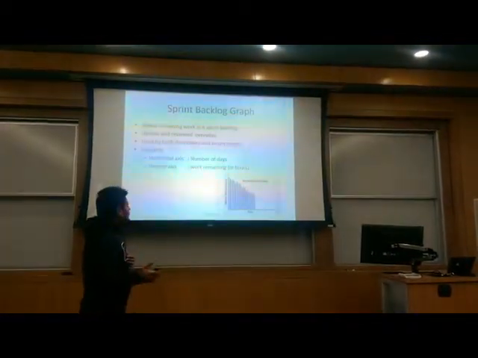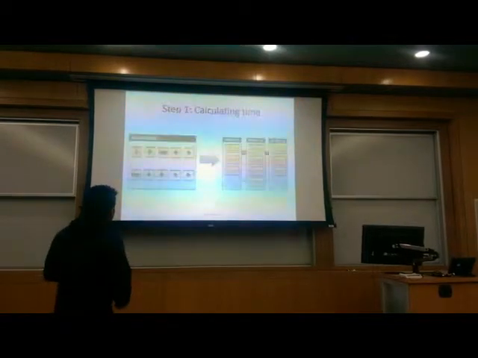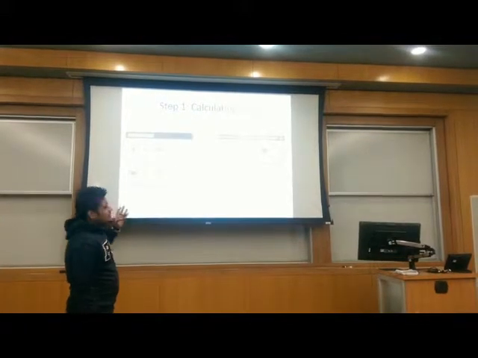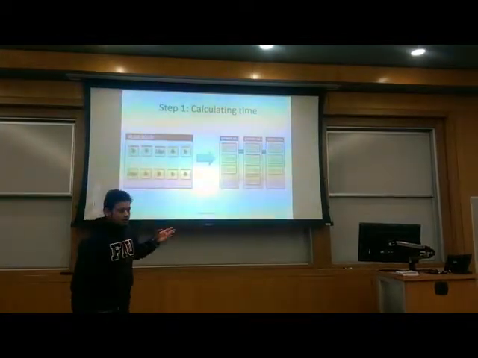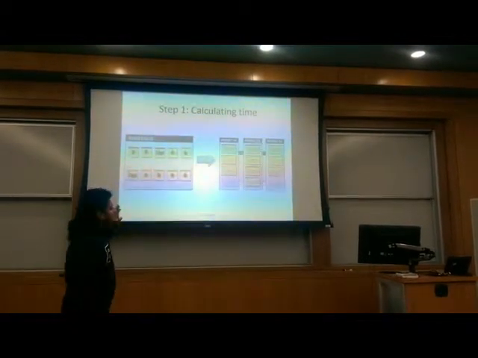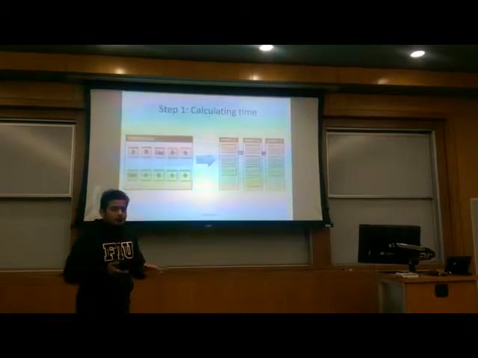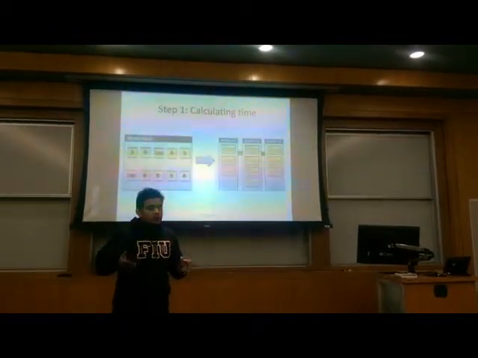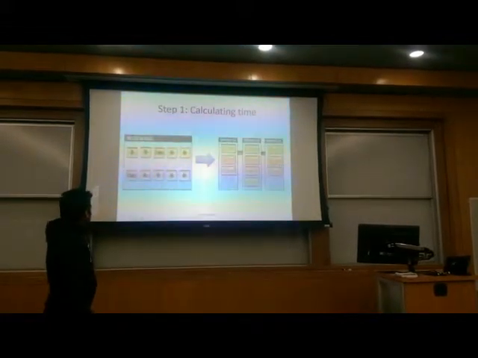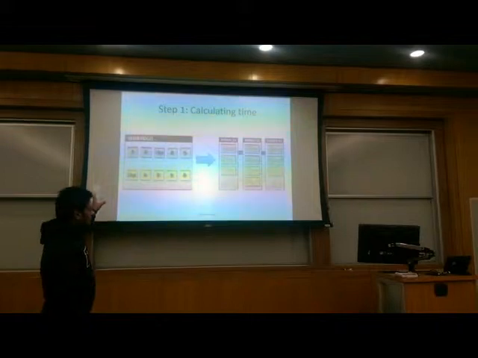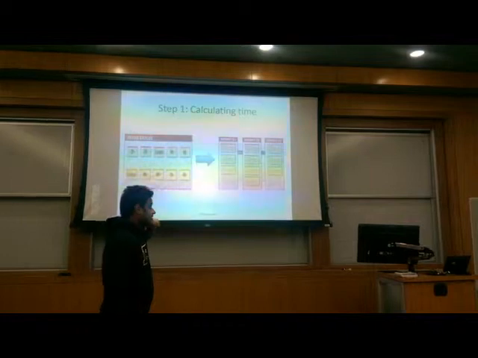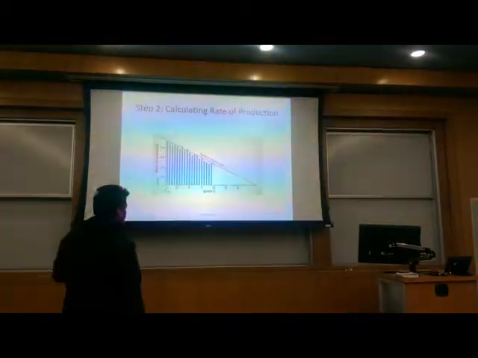So let me go through how this graph is created. First we calculate the time. As Rahul explained about release backlog and sprint backlog, in the release backlog we have user stories. Every user story has its own time, how much time a user story needs to get completed and to be ship ready, in other words. So we put them in a sprint, and then we calculate the total time a sprint needs. So let us take sprint 2 here.